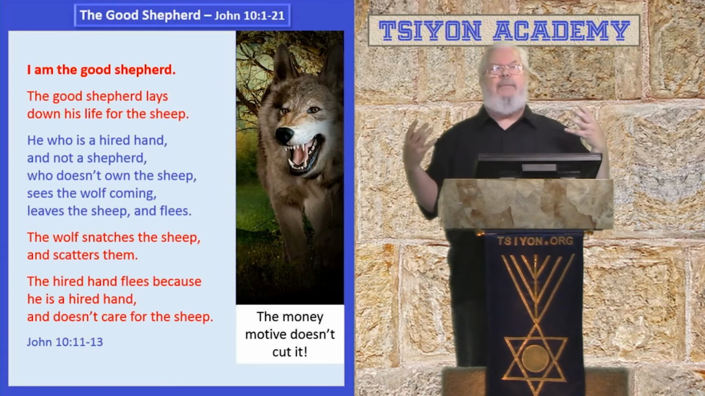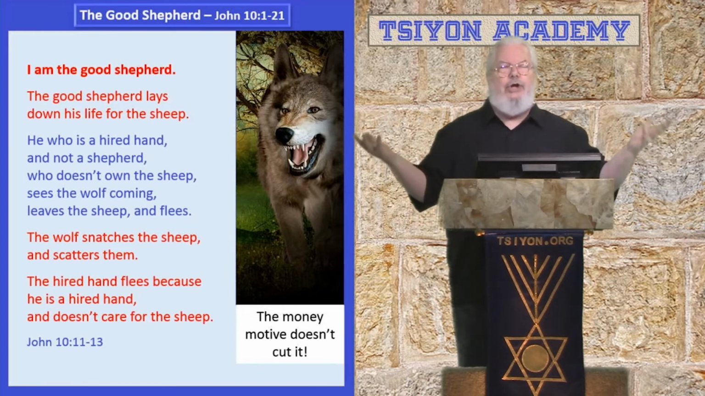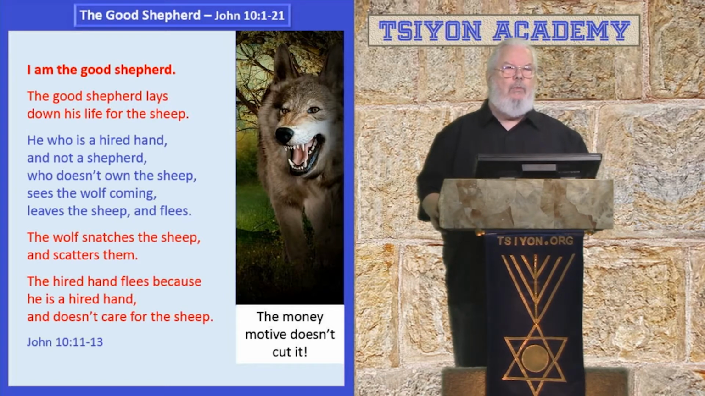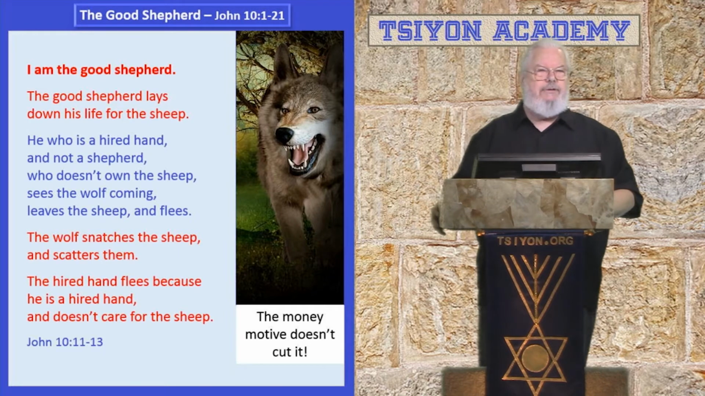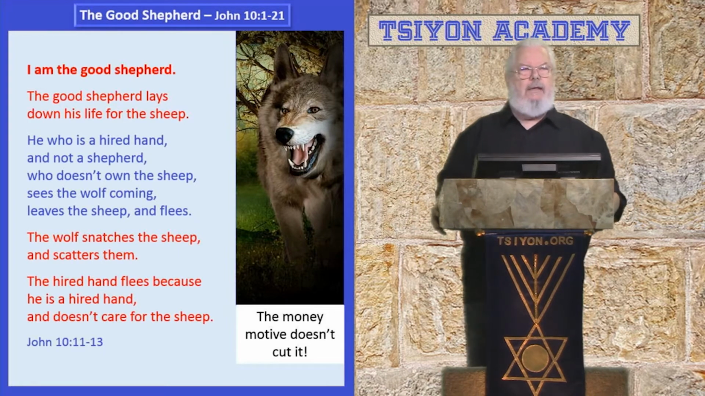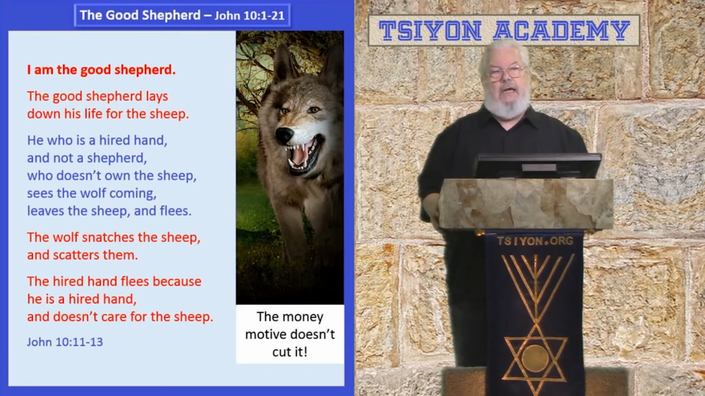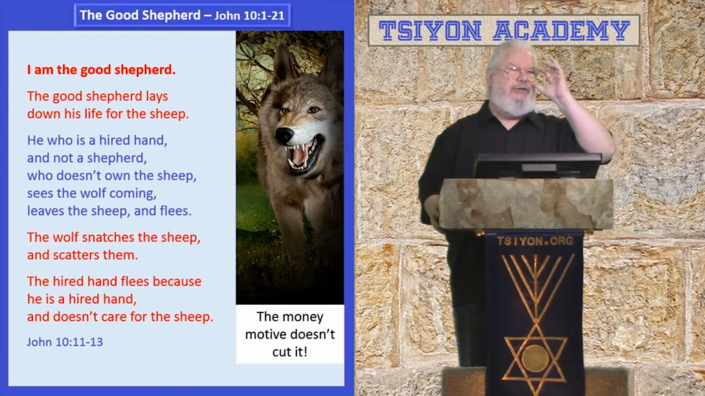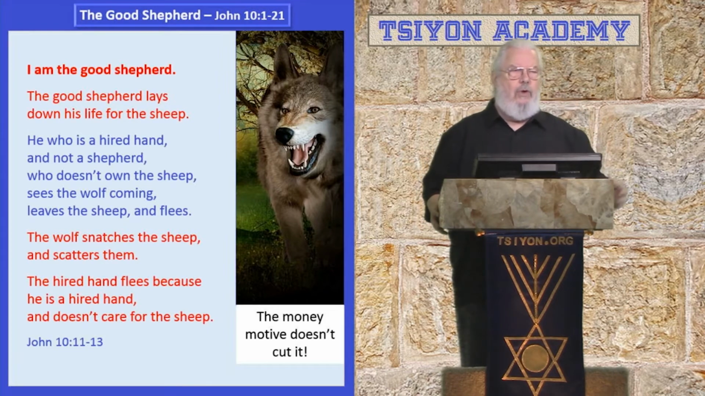Any trouble starts coming his way, he's gone. So then what happens? The wolf snatches the sheep and scatters them. The hired hand flees because he's the hired hand and doesn't care for the sheep. That just about explains the whole thing, right, of everything that we've seen happen with religion. Tells you the whole story right there.